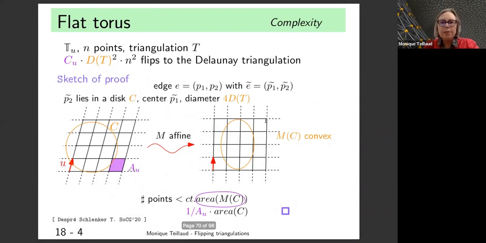Maybe I'll skip this proof. What time do I have?